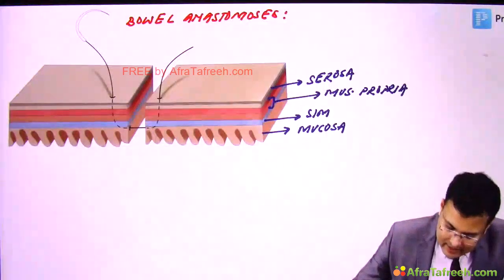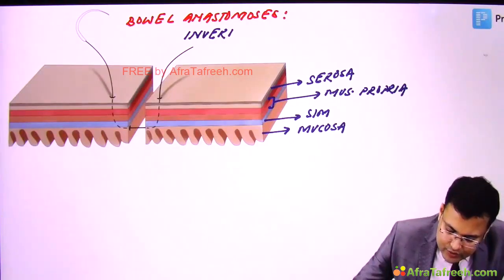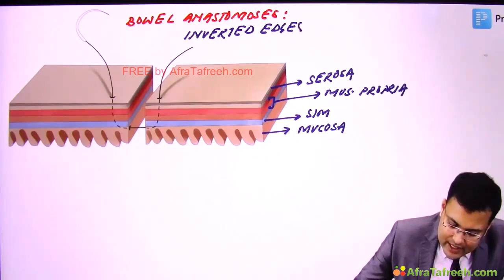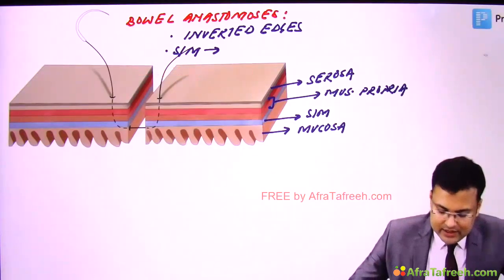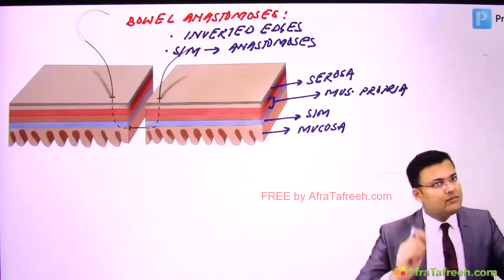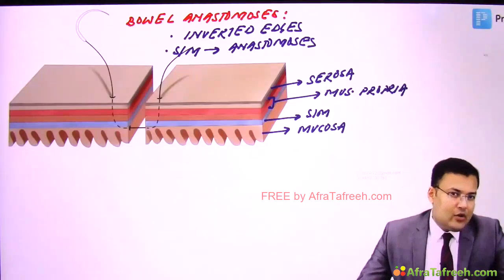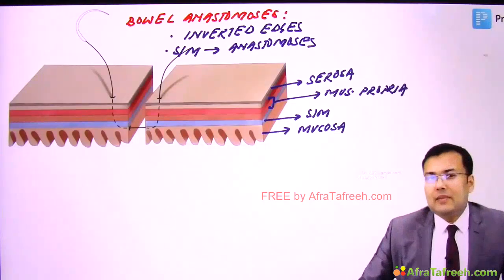First, the edges should be inverted, and we have to include the submucosa in the anastomosis. When we suture, we have to include the submucosa because of its high collagen content; this is the strongest layer.